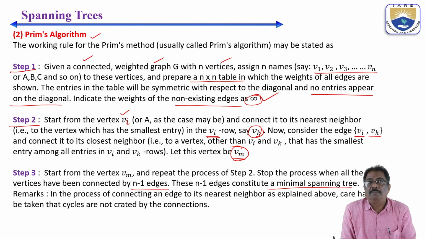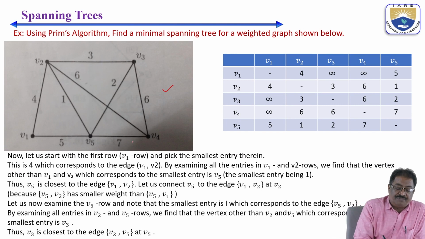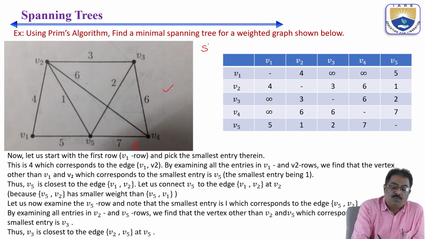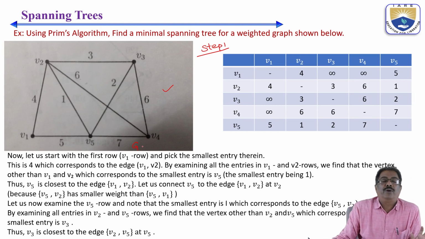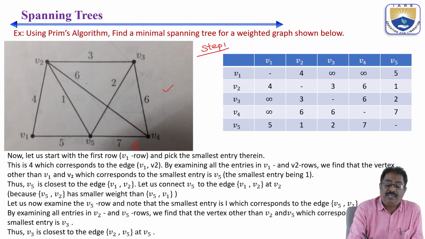Now we are going to discuss it by taking an example. This is the given weighted graph G. Step one is to construct a table. How many vertices does it have? Five vertices. So we have to construct a 5x5 table, 5 rows as well as 5 columns. The rows are V1 to V5, and column-wise also we consider V1 to V5. These are the rows and these are the columns.